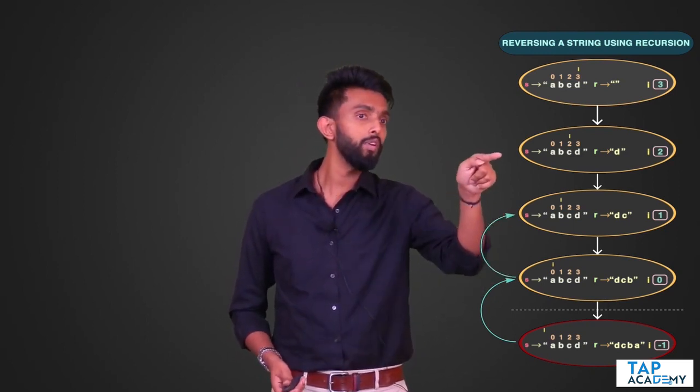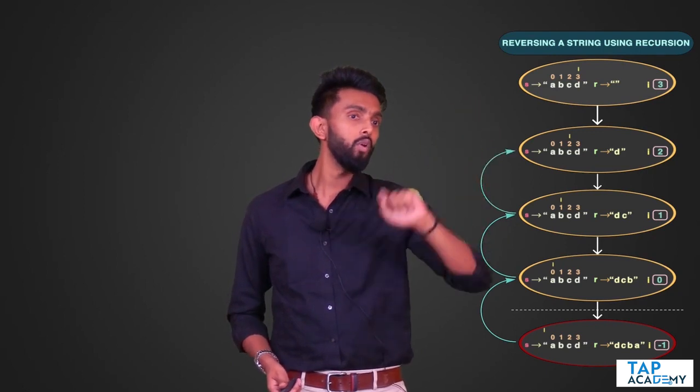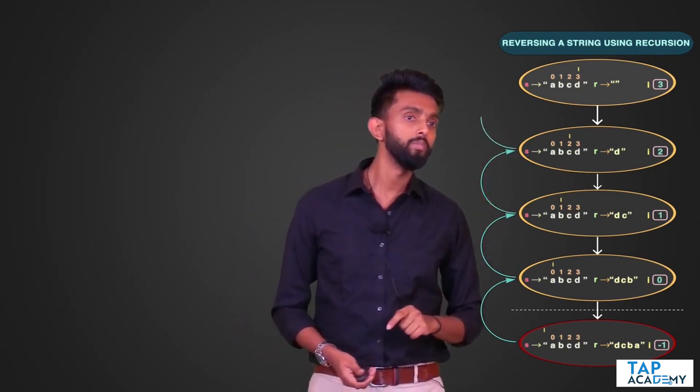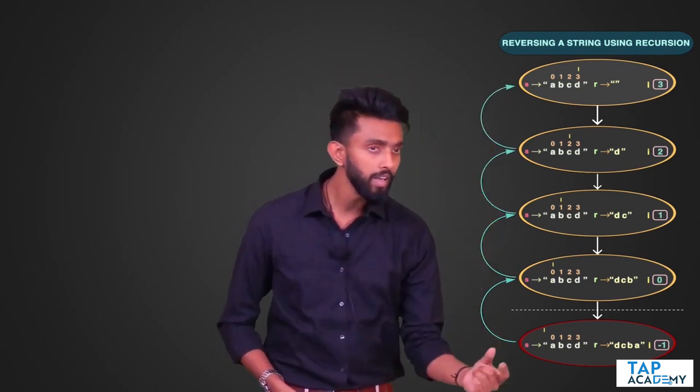Same R, even this fellow will return. So that is what I am also showing you. Same R will be returned. And ultimately, what this will get is that reverse string, which is DCBA, and that is your answer.